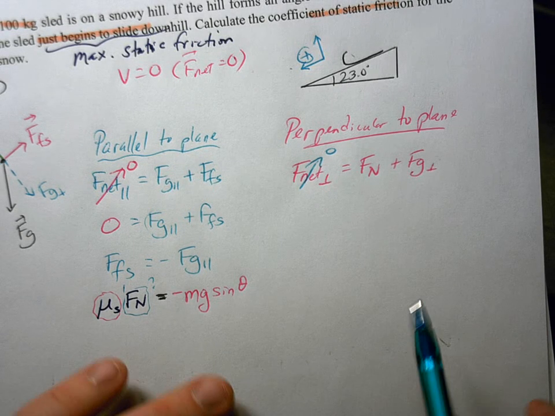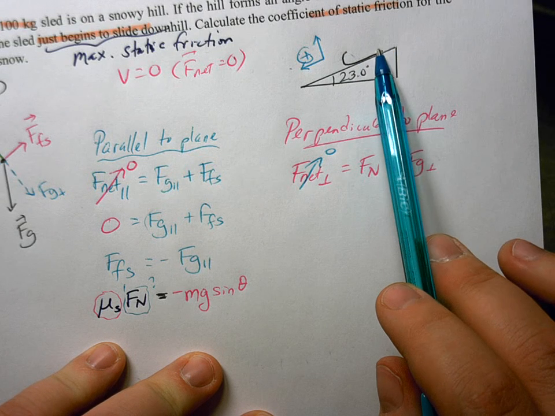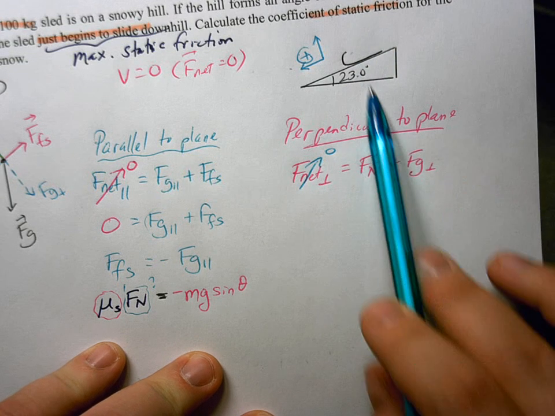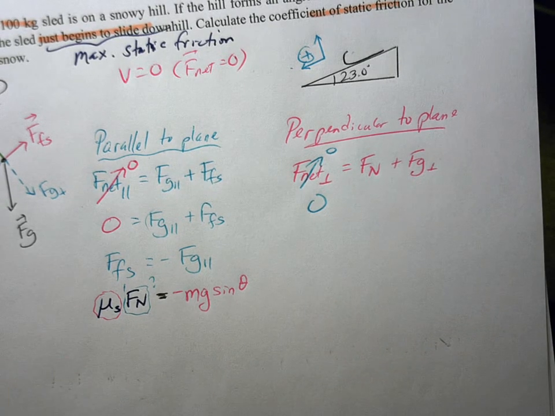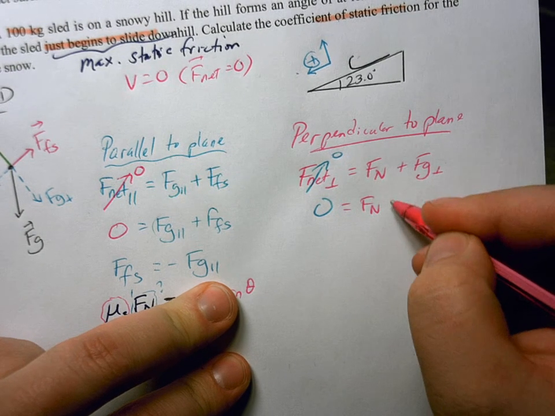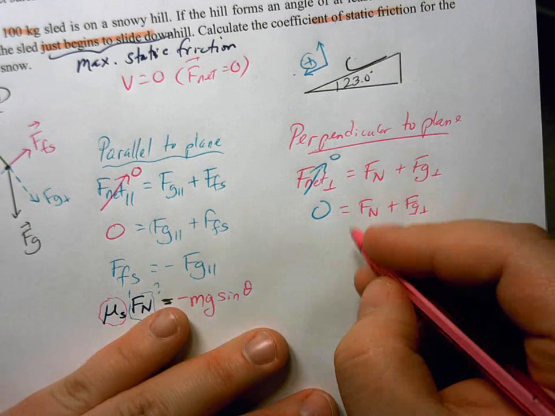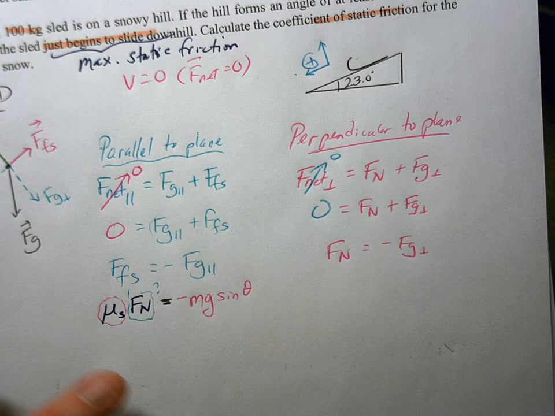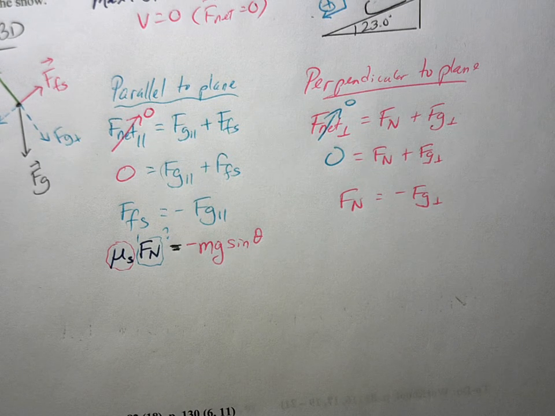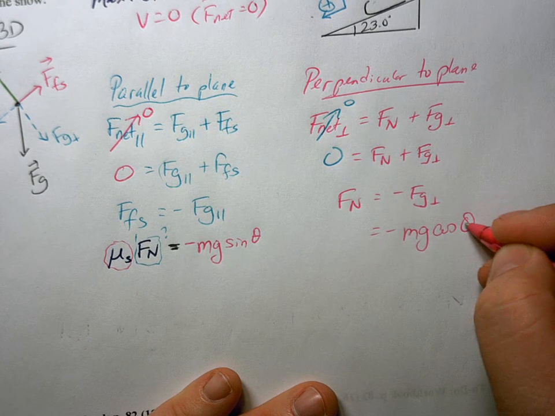In pretty much every question that you do, F net perpendicular is going to be 0. The object may move parallel to the plane, but you shouldn't have something sliding and then suddenly it starts to move perpendicular to the plane. So we know that the normal force plus the force of gravity perpendicular is going to be 0. Or we could say that the normal force is the negative of the perpendicular component of the force of gravity. We have a definition for the perpendicular component of the force of gravity. It's just mg times cosine of theta.